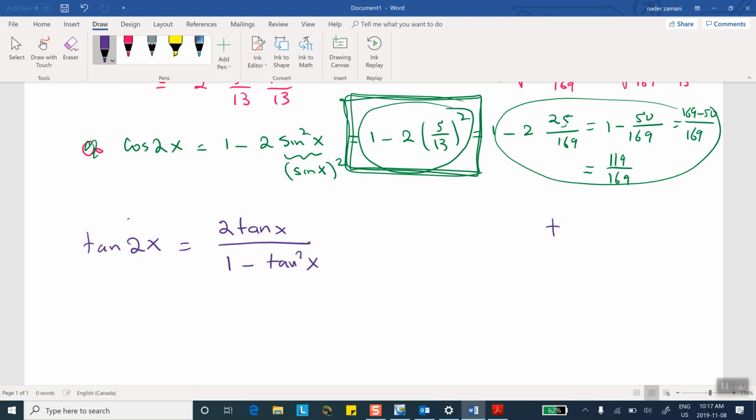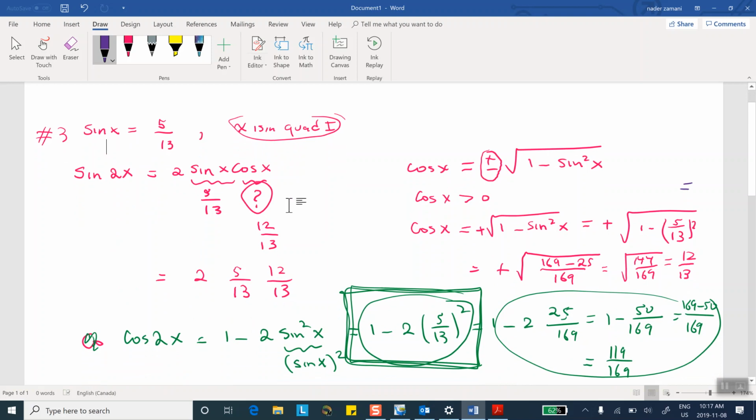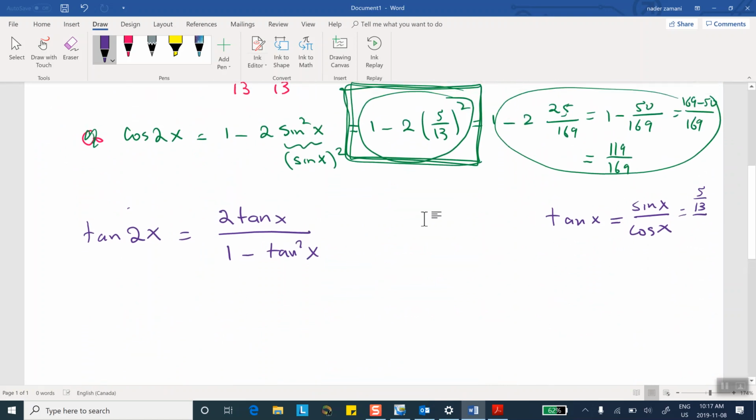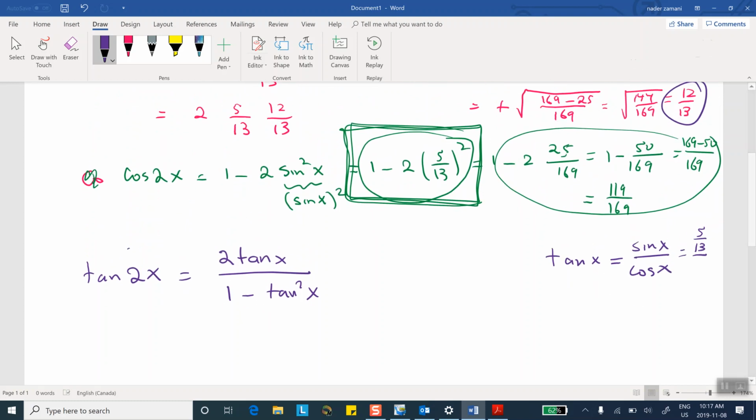Now, you found tangent of x. Well, actually, you find sine of x and cosine of x. So essentially, you have found tangent of x. This was given to you. It was 5 over 13. This you calculated, and it came out to be cosine of x. You work it out. It's 12 over 13 right here. See that? 12 over 13. So tangent of x is 5 over 12.